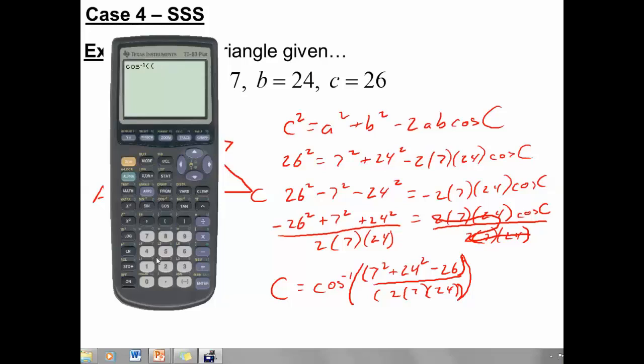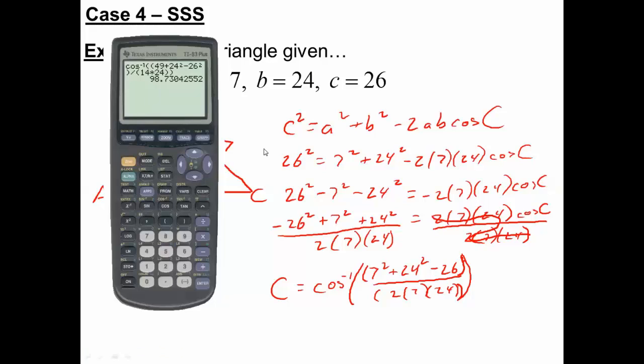Now keep in mind, anything you're good with doing in your head, feel free to do it in your head. For example, 7 squared, I'll go ahead and type 49. Plus, no idea what 24 squared is off the top of my head. Pretty sure it's 576, but I'm not confident, so I won't bother wasting my time to calculate it. So there's my numerator. Close off the numerator, divide, and now for my denominator. 2 times 7, that's just 14, times 24. Close off my denominator, close off the cosine, hit enter, and I get my answer of 98.730 degrees. So 98, let's go ahead and jot that down.